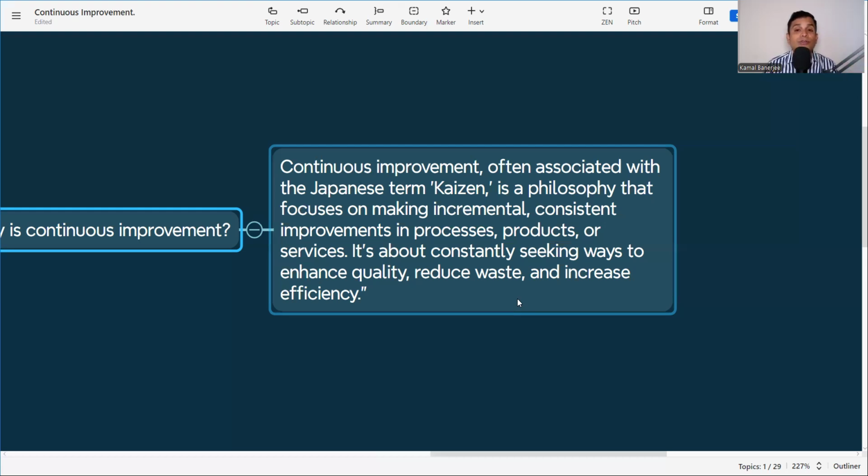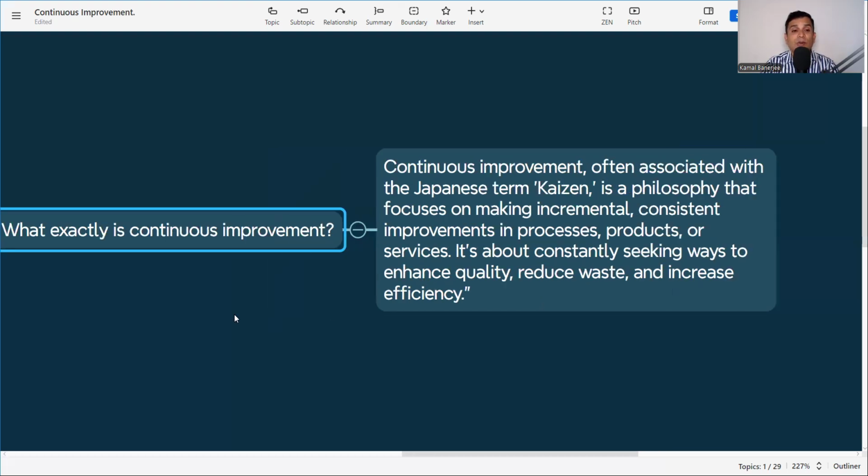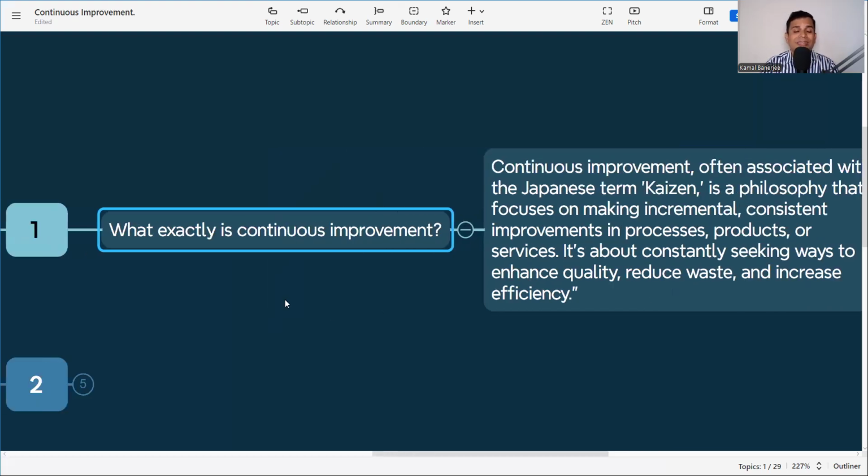So that is why it is important, and it increases efficiency. Why? Because if the process is redefined and refined, then the efficiency is increased, because continually we are giving input, continually we are making it more refined. So continuous improvement increases quality, reduces waste and increases efficiency. That is why continuous improvement is important.